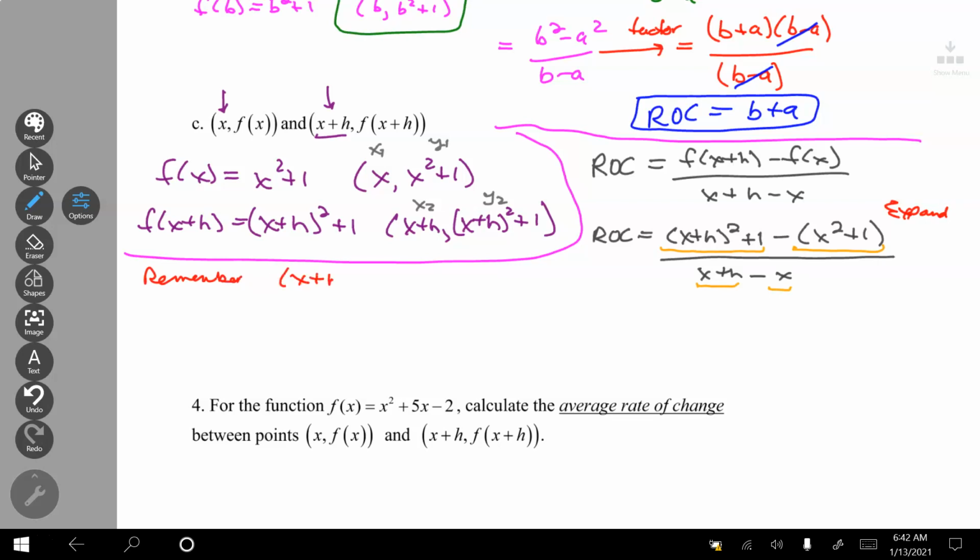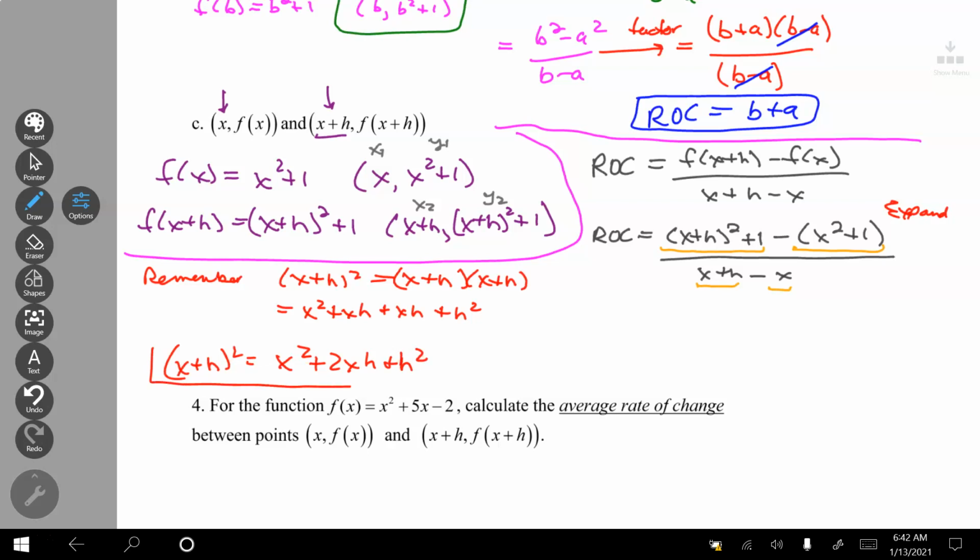that x plus h squared is x plus h times x plus h, which is equal to x squared plus xh plus another xh plus h squared. And I get x plus h squared is equal to x squared plus 2xh plus h squared. And I'm going to put this in a box because you better remember this. You need to know this all year. Memorize it. Put it on a note card. Put it on your bathroom mirror so when you're brushing your teeth it's staring at you and you memorize it.